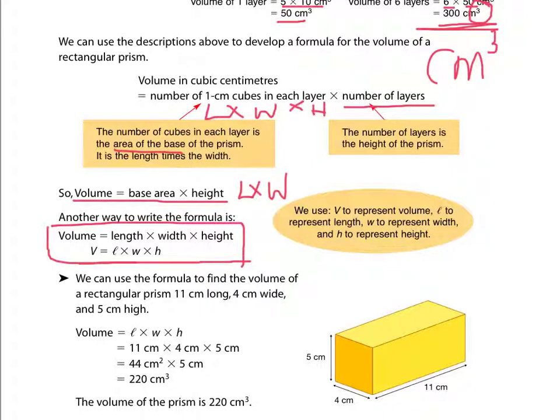And as before with area, in reality, the order in which you multiply doesn't matter because of the commutative property. So if you're not sure which one is the length, which one is the width, which one is the height, it really actually doesn't matter. You just need to multiply the 3 numbers together.